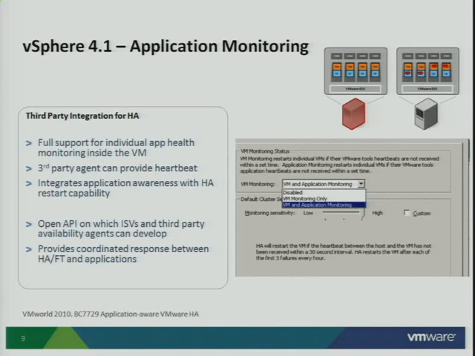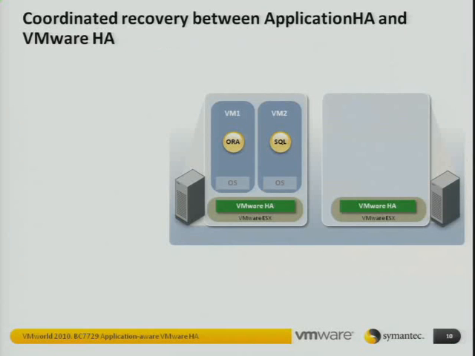So in vSphere 4.1, you'll see this. On the right here, you see the dialog box. You can now configure not only VM monitoring, which monitors that the OS is actually running using VMware Tools. You can now also configure application monitoring, which allows a third-party agent, in this case Application HA, to heartbeat back through the same channel and also provide us visibility of the running state of the application.